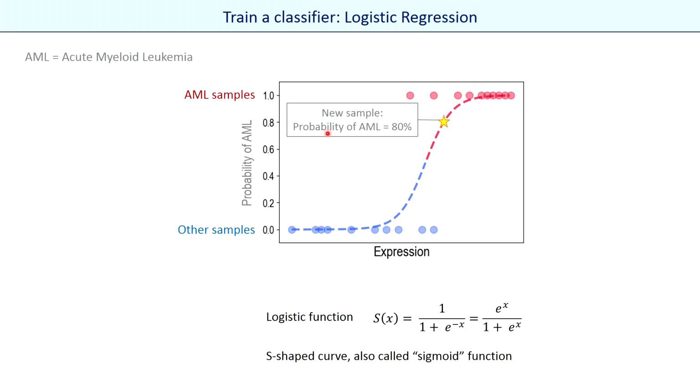For a new sample, we project the expression level of the sample on the logistic curve. The corresponding value on y-axis will give us the probability for the sample to be acute myeloid leukemia. In this case, the probability is equal to 80%. Usually, we put a threshold between groups at 50%. All samples above 50% of probability will be classified as acute myeloid leukemia. The logistic regression for multiple classes is very similar. We train a separate logistic regression for each class against others, and we compare the obtained probabilities and we select the class with the highest probability as a final prediction.